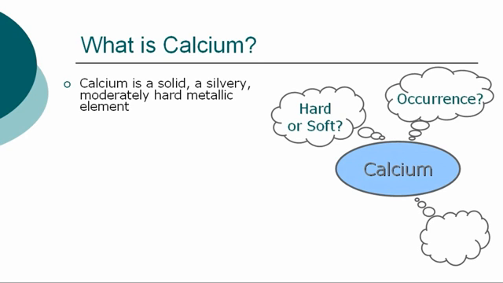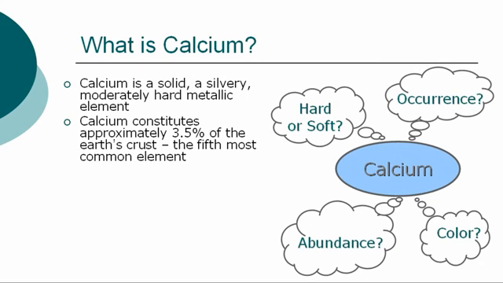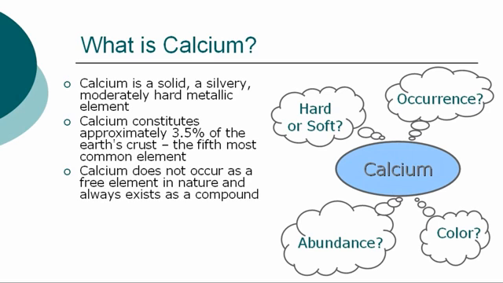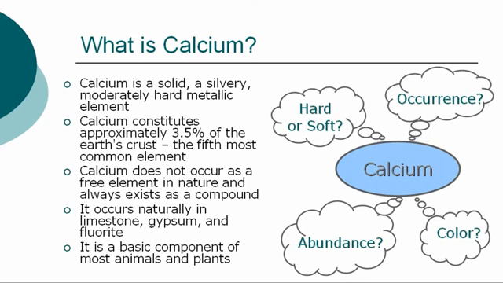What is calcium? In a general overview of the element, we can at first describe calcium as a solid. Calcium is a solid, silvery, moderately hard metallic element. It constitutes approximately 3.5% of the Earth's crust and is the fifth most common element. Calcium does not occur as a free element in nature and always exists as a compound. Its compounds are used to make plaster, quicklime, cement, and electronic materials. It occurs naturally in limestone, gypsum, and fluorite. Calcium is a basic component of most animals and plants.